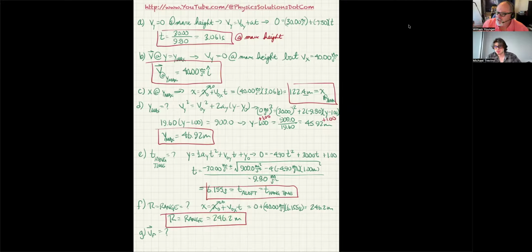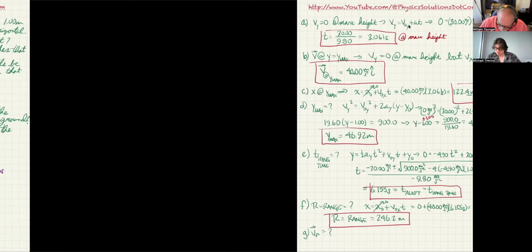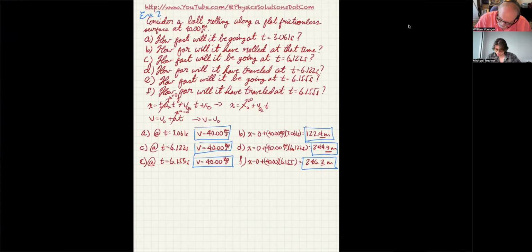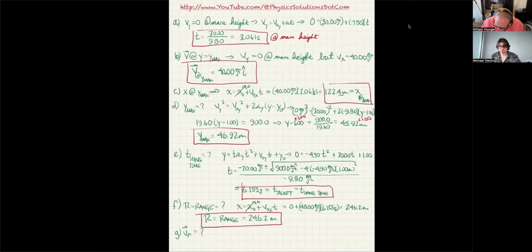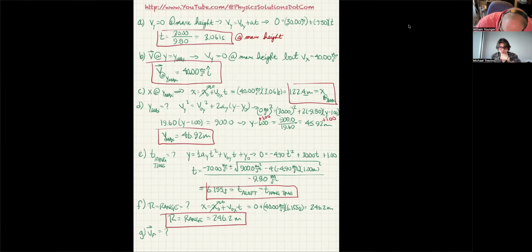Because the acceleration in the horizontal direction is zero, the velocity is always 40 meters per second. That's why we did this part right here, A, C, and E. We found the velocity was 40 meters per second horizontally. So using that, I can say V final x is equal to 40.00 meters per second. And that's what we were figuring out when we did example two.